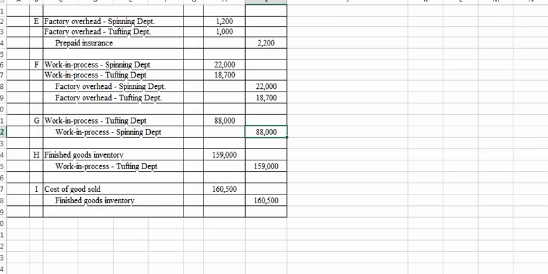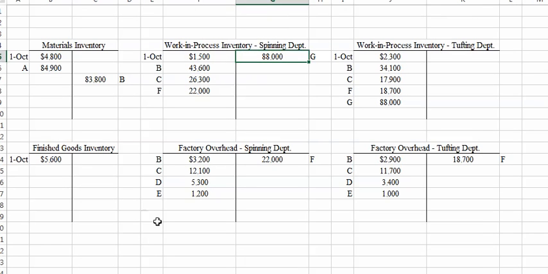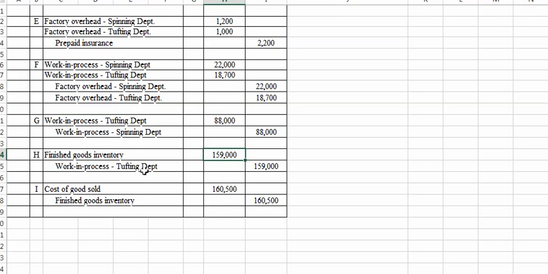Now the goods are going to move from the tufting department into finished goods. So on H, we're going to debit finished goods inventory for $159,000. And the credit will be the work in process inventory for the tufting department. The goods moved out of tufting and into finished goods for $159,000. We'll go back and look. The credit's going to be the work in process inventory for the tufting department.